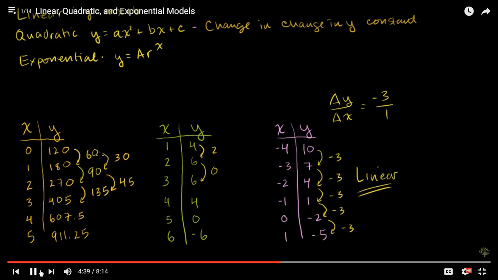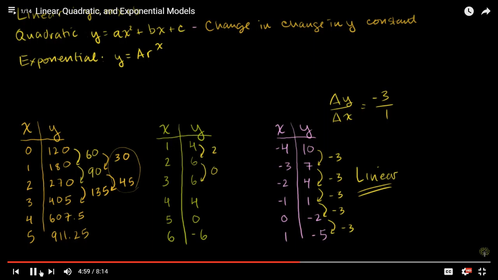So here the change in the change in y, or the difference of the difference, is not constant. We grew by 60, and then we grew by 90, which is 30 more than 60. Then we grew by 135, which is 45 more than 90. So this is not constant over here. So this tells us that this is not a quadratic function.